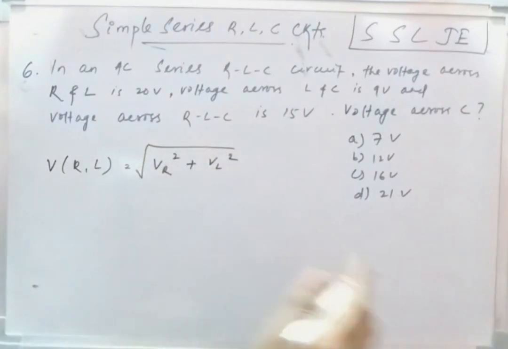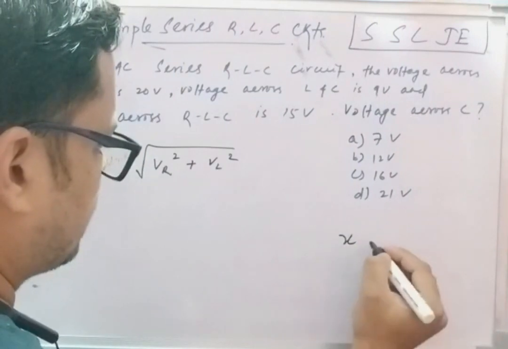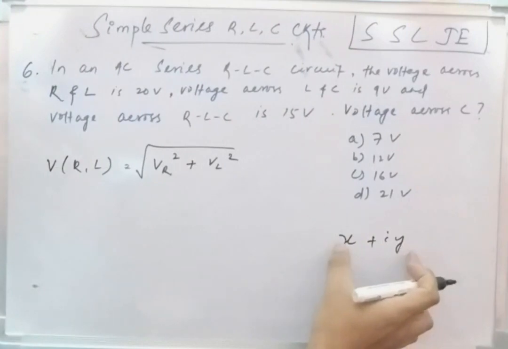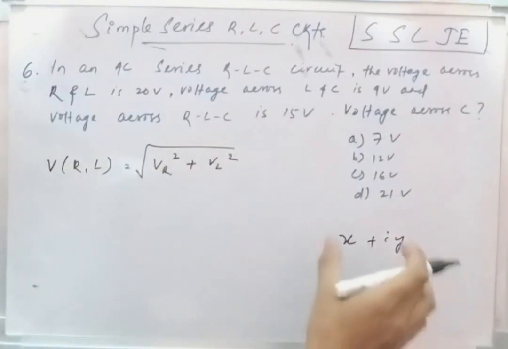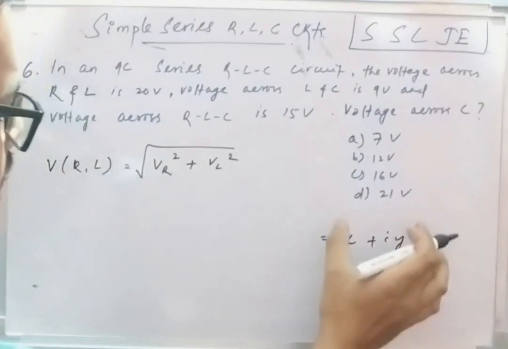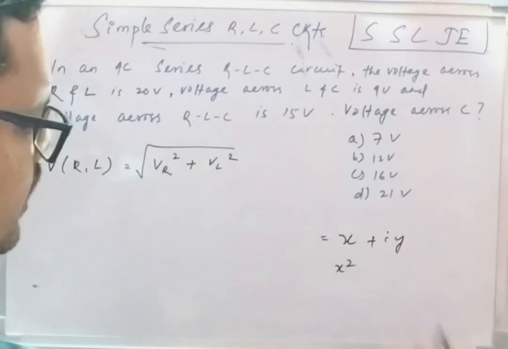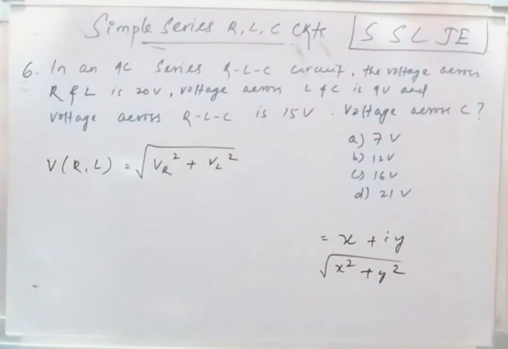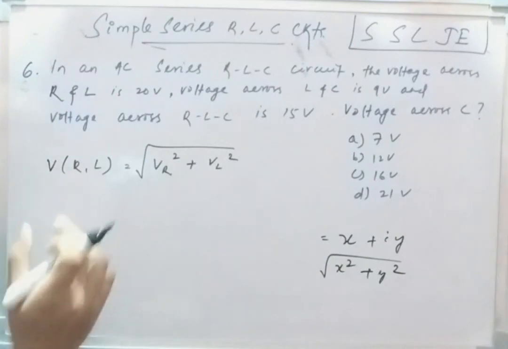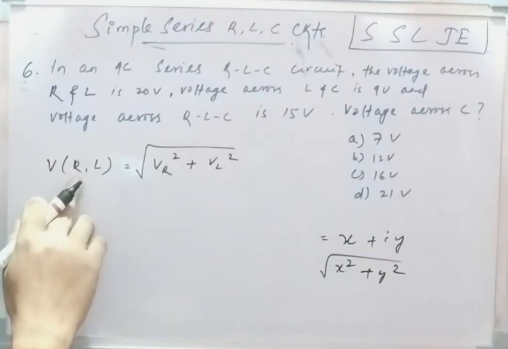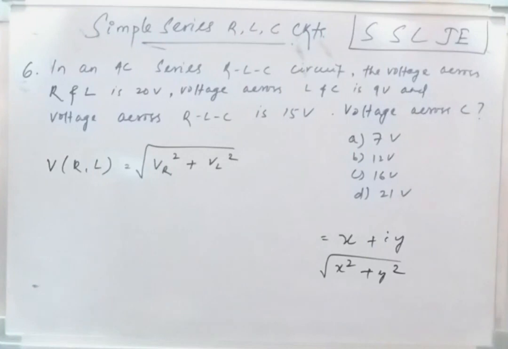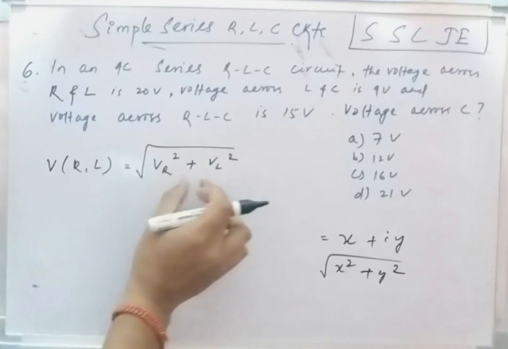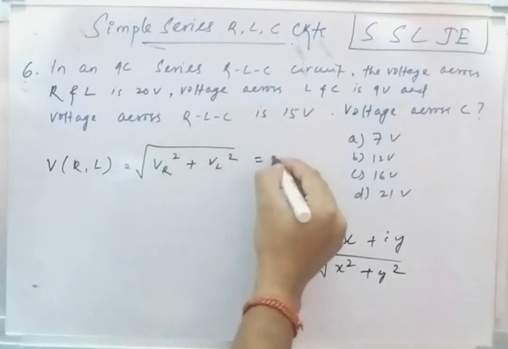Why? Because in complex form, if I write x plus iy, you cannot add it algebraically; you have to add it vectorially, right? So if I find the magnitude of this, I'll find it like this: square root of x square plus y square. You cannot add it algebraically directly. Here, R is in the real part and L is in the imaginary part. That's why the voltage across R and L will be written as the square root of VR square plus VL square, which is given as 20 volt.